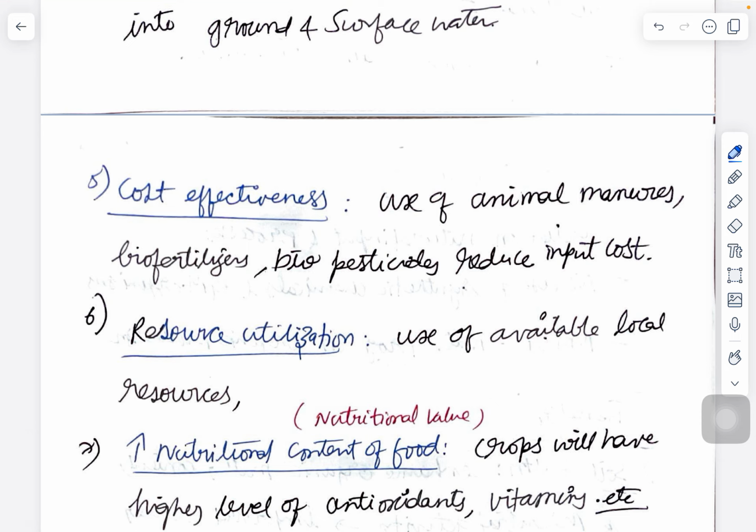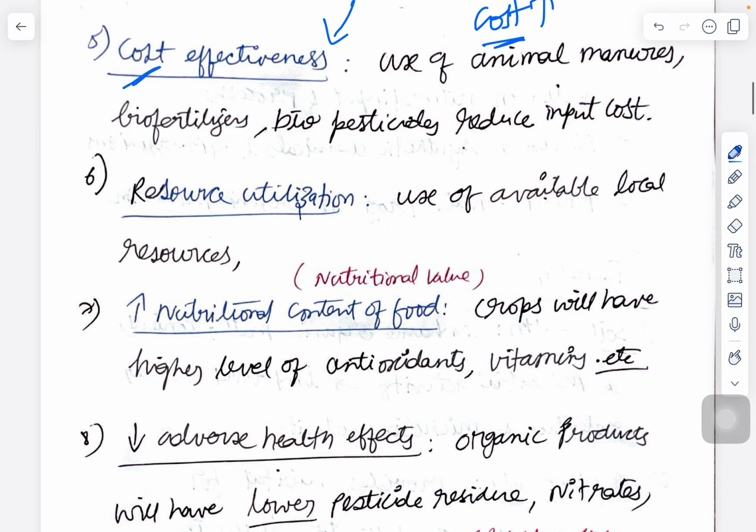So for the benefits, we can also say cost effectiveness, but actually this is also a demerit, in the sense that, though the input cost, from the perspective of inputs like fertilizers, etc., gets reduced, and in that perspective it is cost effective, overall organic farming increases the cost, so that's a disadvantage, which we will see later.